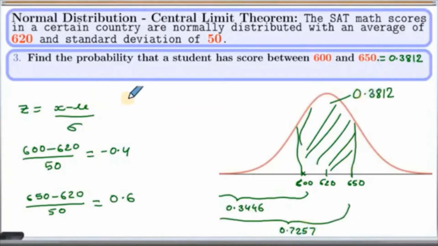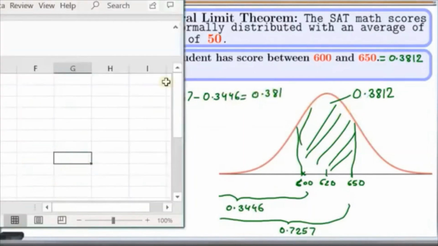Let me write that down here. So, 0.7257 minus 0.3446 equals 0.381. And this is exactly what we got using the calculator also. Now, let me show you how to find this area using Excel.